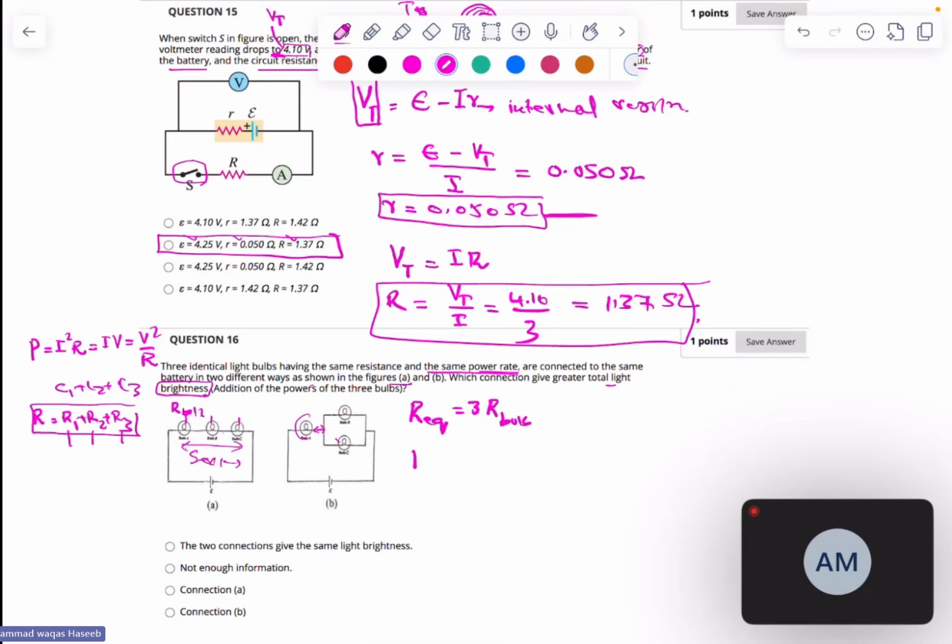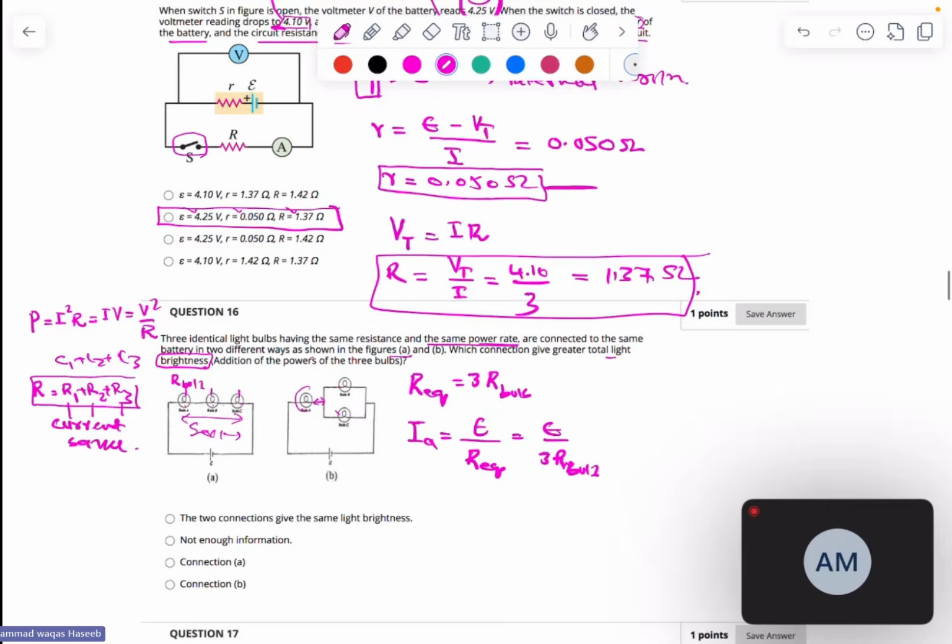So what is the power? What is the current first in each of these? Because they are in series, the current will remain the same. So across each bulb, the current will be the same, which is nothing but the voltage divided by the total resistance, Ohm's law. So the total resistance is 3R bulb. So this is the current.